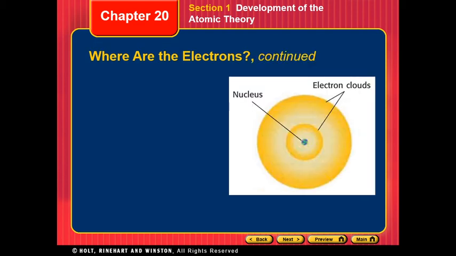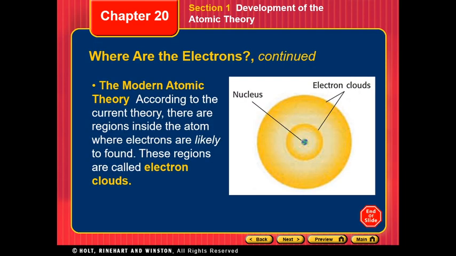That is his proposal. And the modern atomic theory, according to the current theory, there are regions inside the atom where electrons are likely to be found, and these electrons are called the electron cloud. Okay?